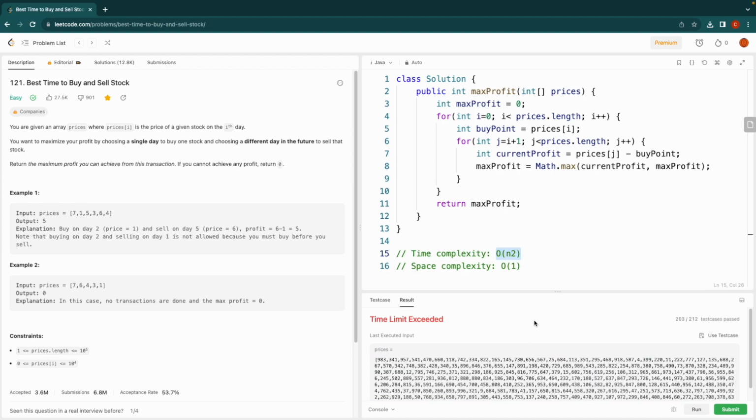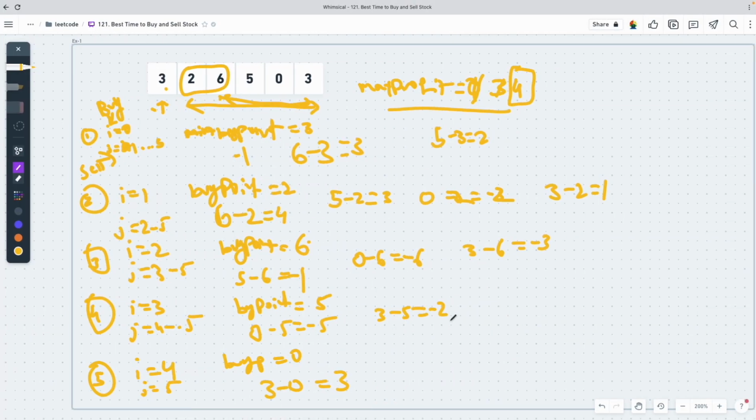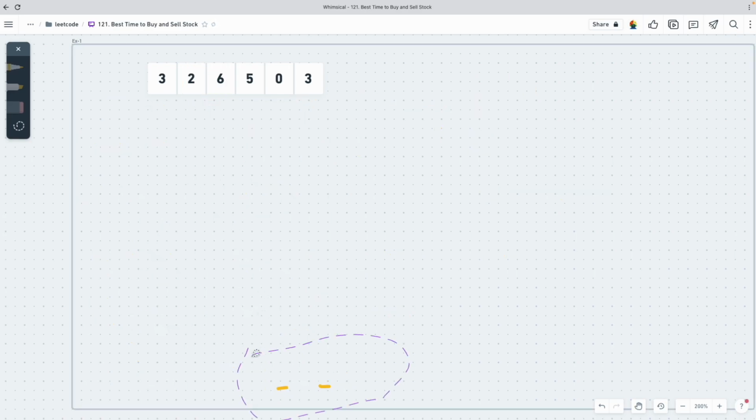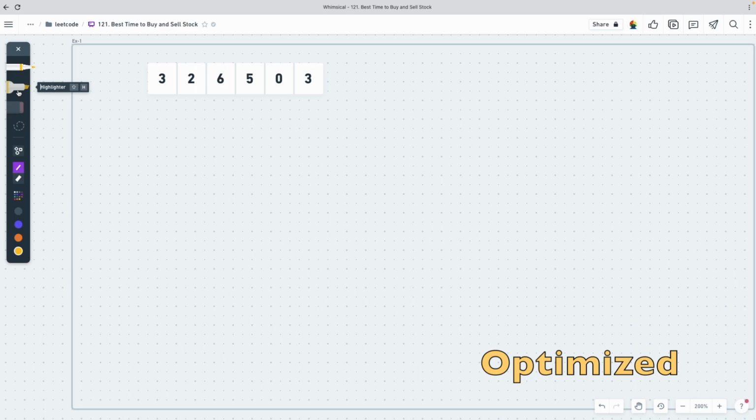Okay, now let's try and optimize this. So we have the same input. Let's try a different method with it now, which can be a little bit optimized. So earlier what were we doing? We were assuming every point in the array is a buy point and computing max profit for it. So anyway, our buy is going to be in history and we can only sell in future.